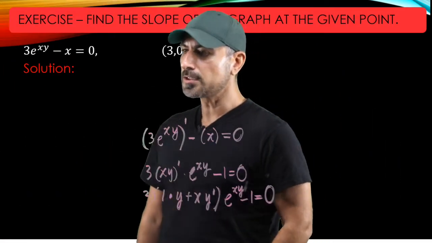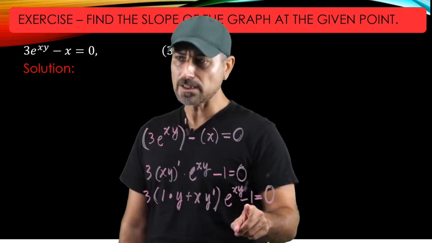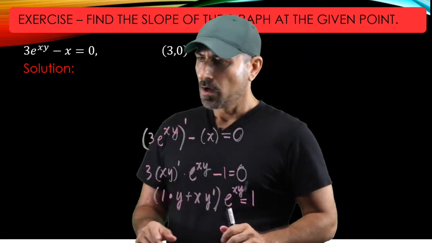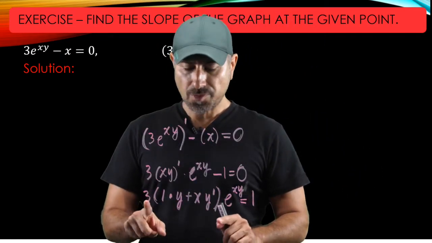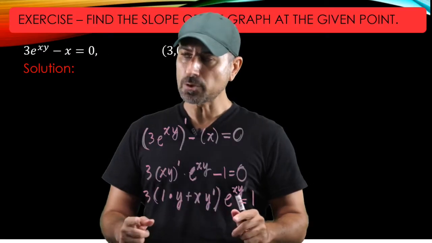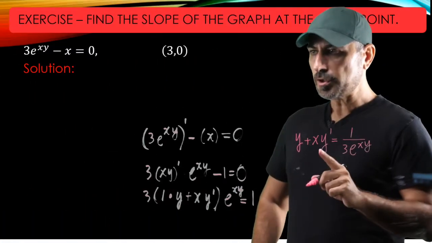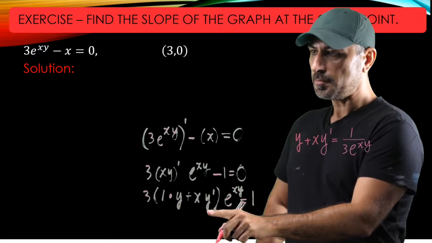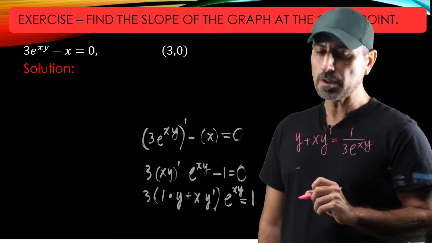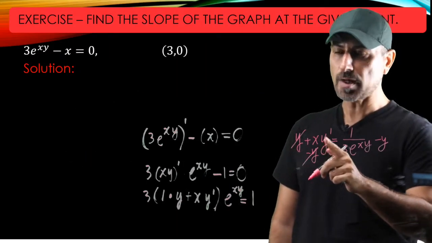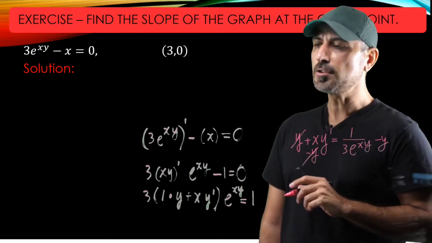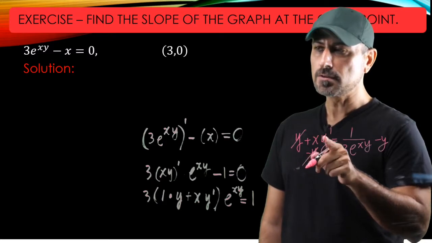Well, to solve this equation for y prime, why don't we just add 1 to both sides of the equation? On the left-hand side, we have 3 and e to the xy multiplying a parentheses term. So why don't we divide both sides by 3 times e to the xy? It turns out that y plus xy prime is 1 over 3 times e to the xy. And then subtracting y from both sides takes you all the way to xy prime equals 1 over 3e to the xy, minus y. And eventually we're going to divide both sides by x to find y prime.